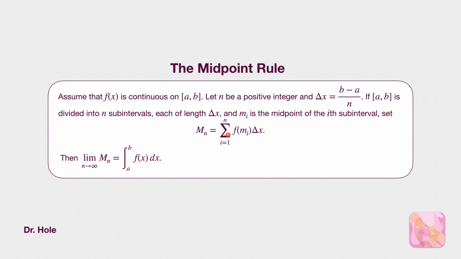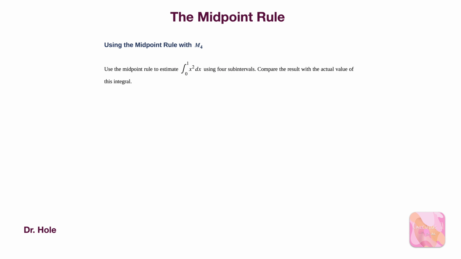This is a nice Riemann sum. Thus, since the function f is continuous, taking the limit of these M sub n's, we'll recover the definite integral, i.e., the total area under the curve. Beautiful. That's the midpoint rule. Let's look at an example.